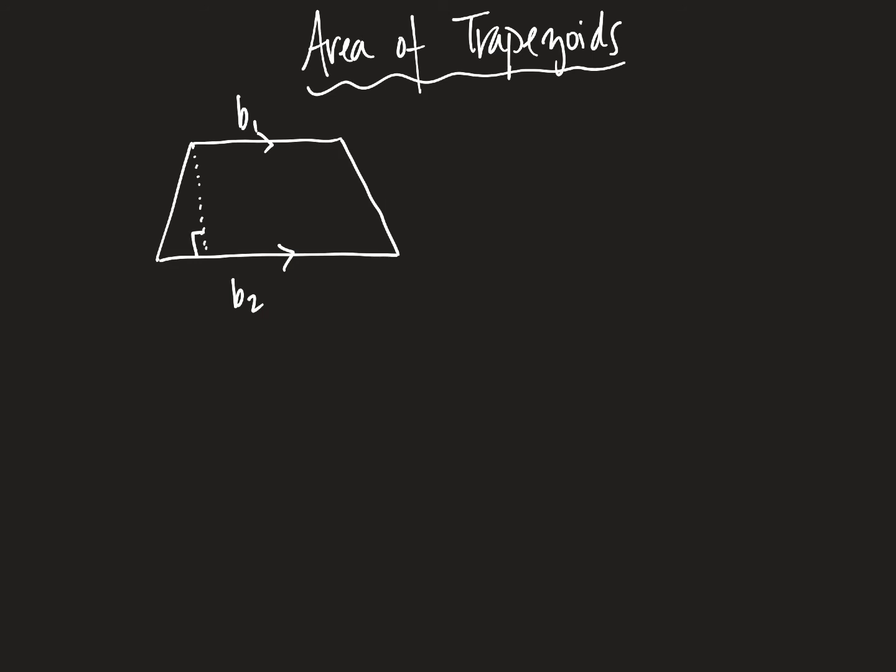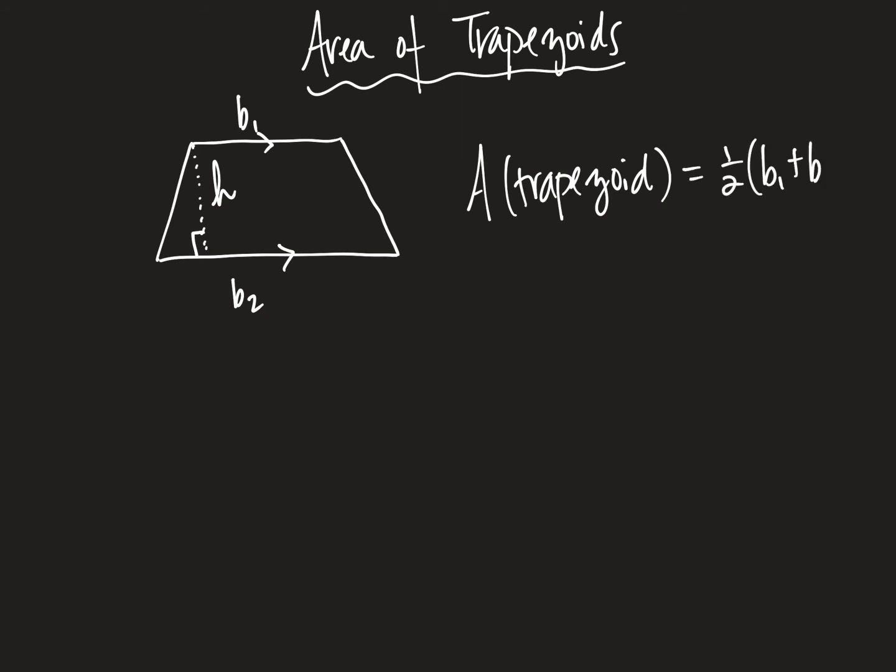And then our height, again, same as before. Remember, there's a lot of patterns in mathematics. So our height here is going to make the right angle. So the area of a trapezoid is given by the formula 1/2 base 1 plus base 2 times the height.